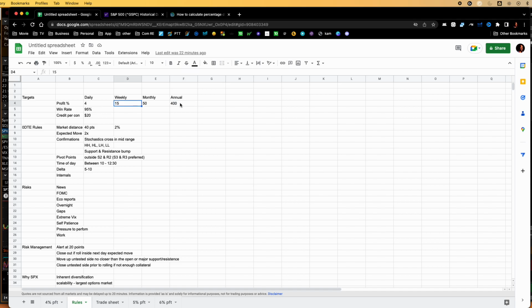And all these are inclusive of, I know I'm going to lose sometimes. So I'm trying to keep this pretty modest, but that's what I'm going for. 95% win rate is my target. And I'm going for about $20 per contract when I trade.